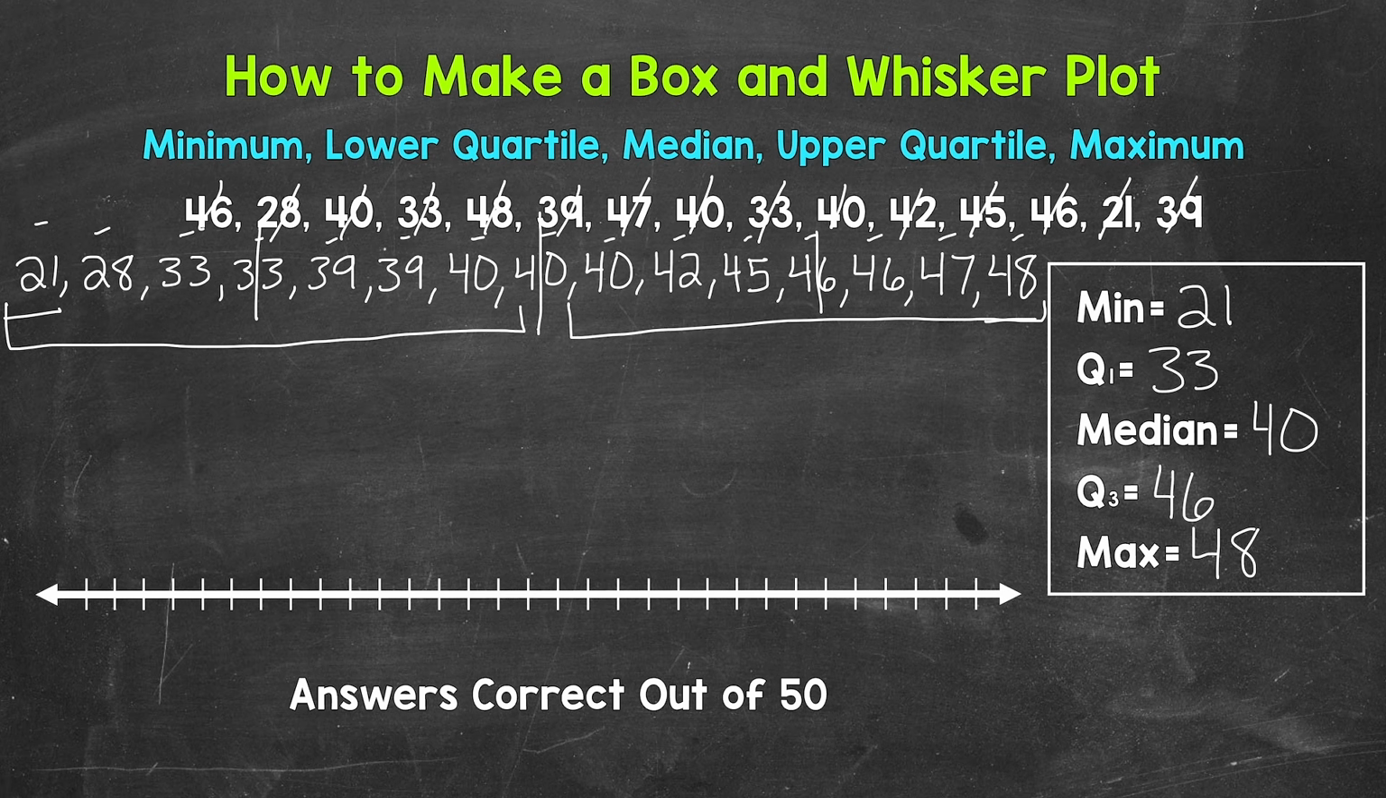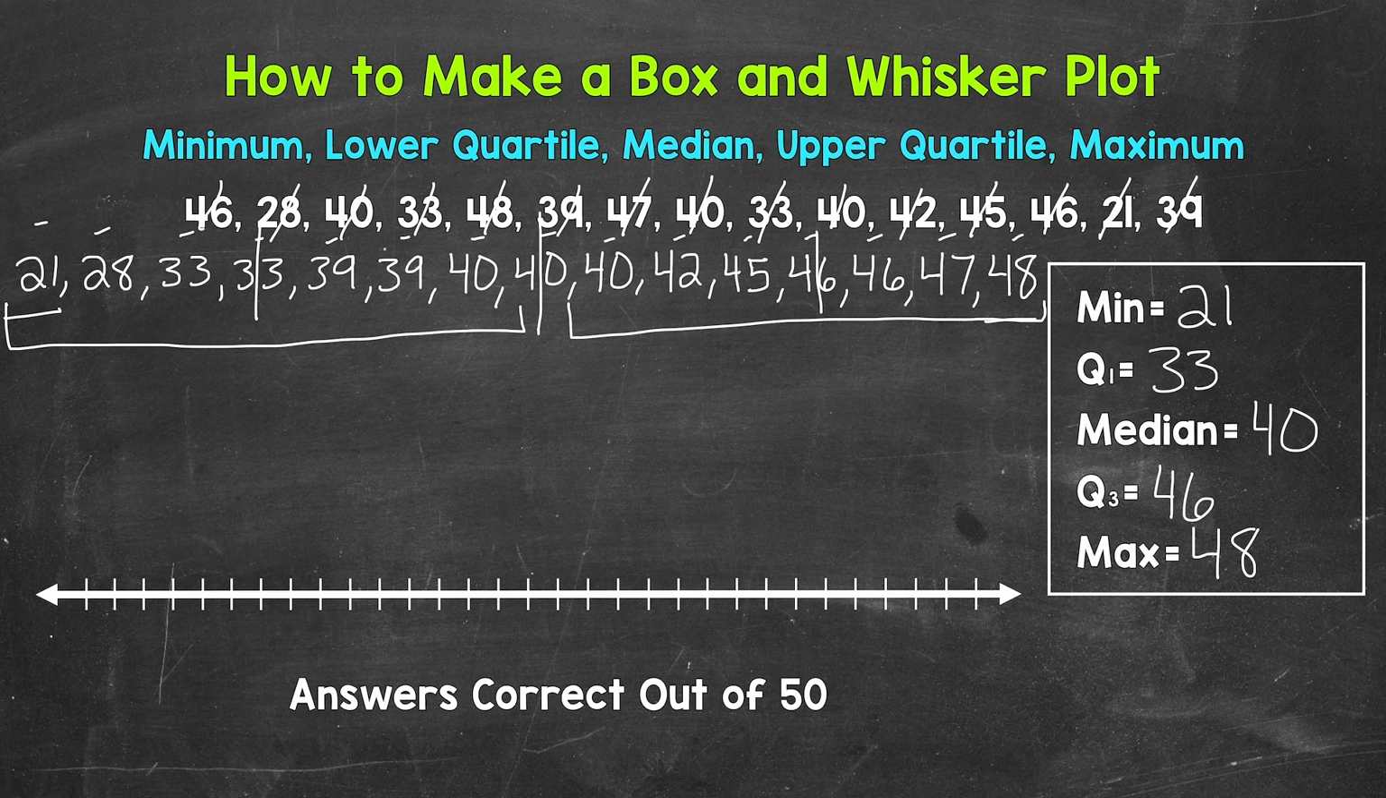Now we have all of the information we need to create the box and whisker plot. We need to start by creating a number line, though. So let's take a look at our minimum and maximum because we need to make sure we include all of our data. The minimum is 21 and the maximum is 48. So let's start our number line at 20 and end it at 50. That way, again, we include everything. Now, depending on the data you are working with, you can adjust the number line, so something to keep in mind. But again, for this example, we are going to start at 20 and end at 50.